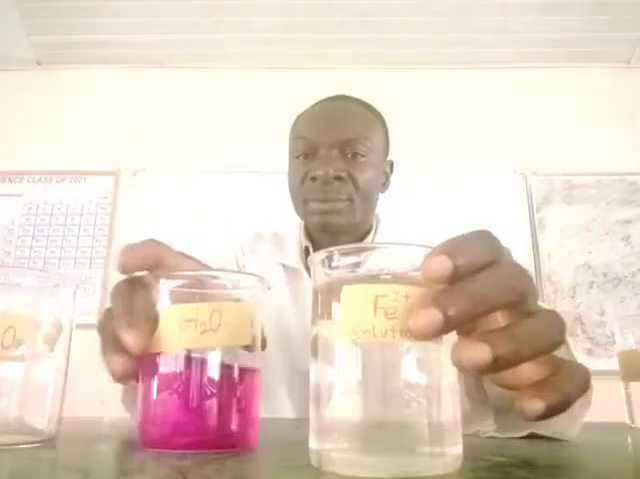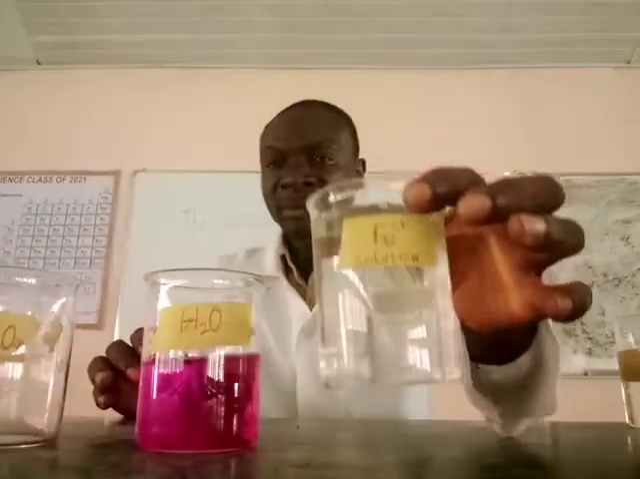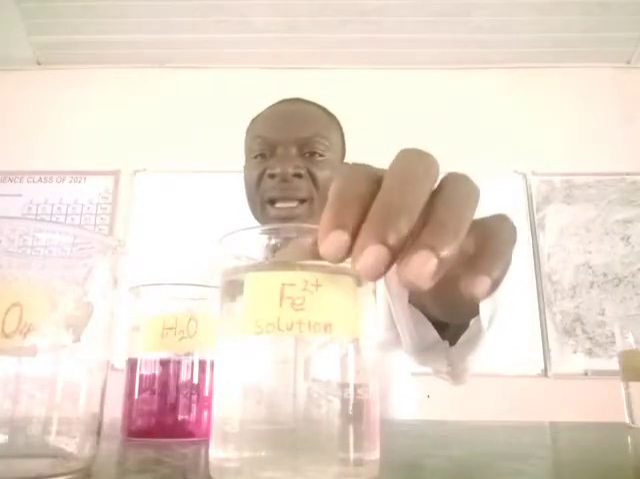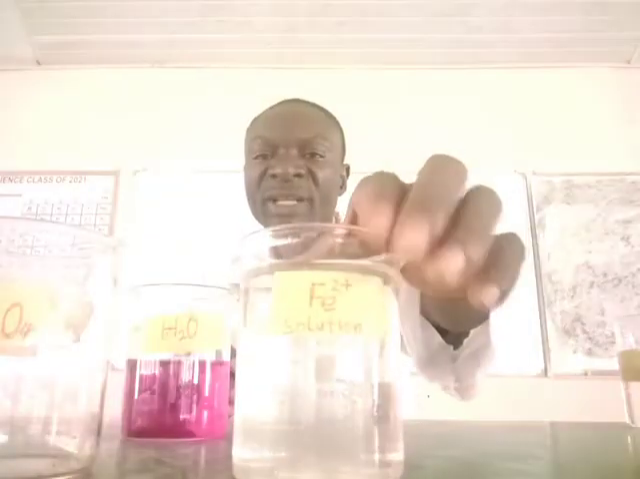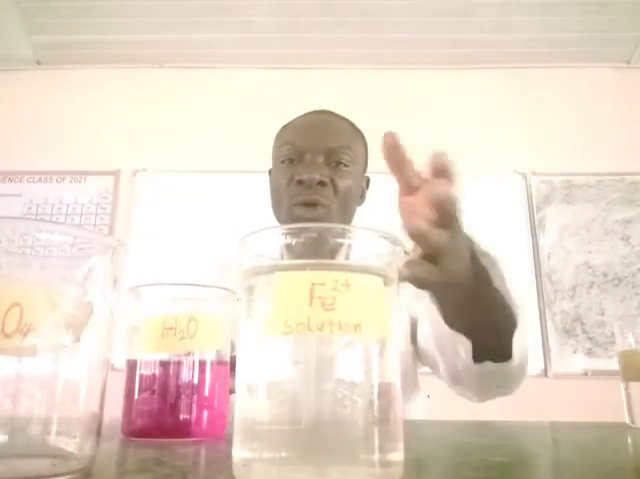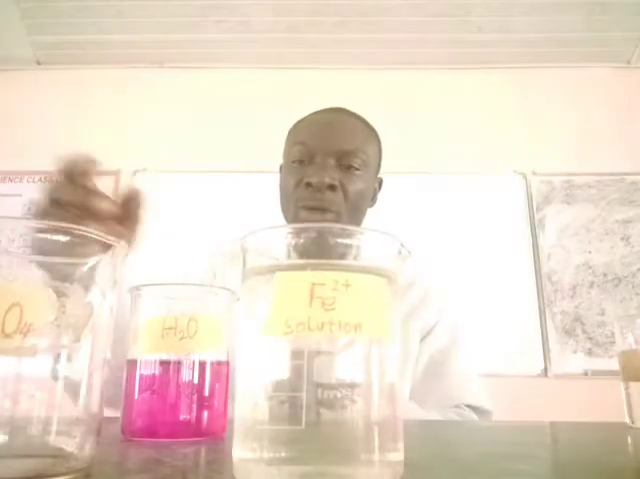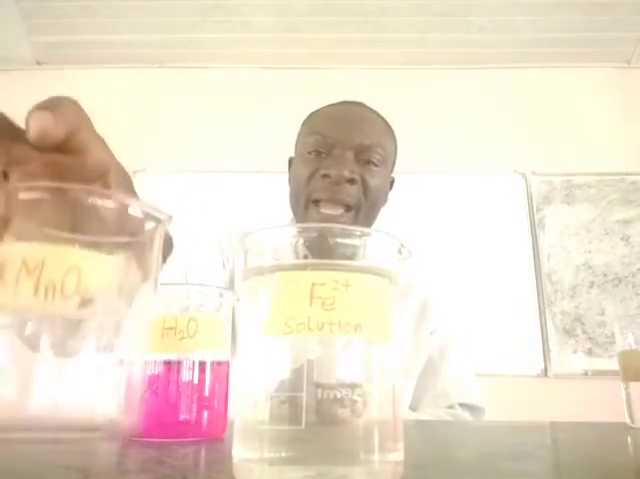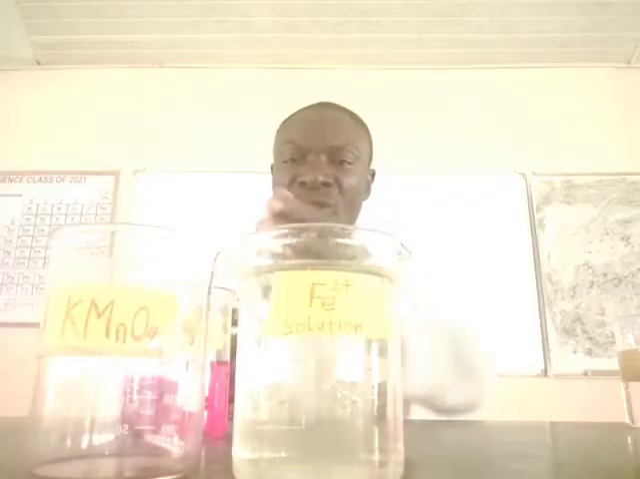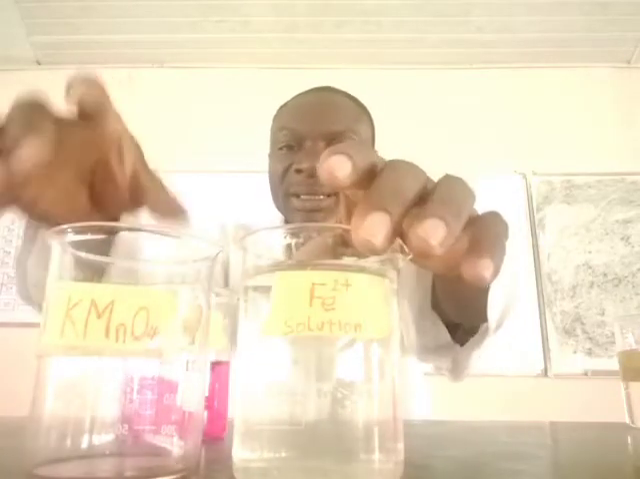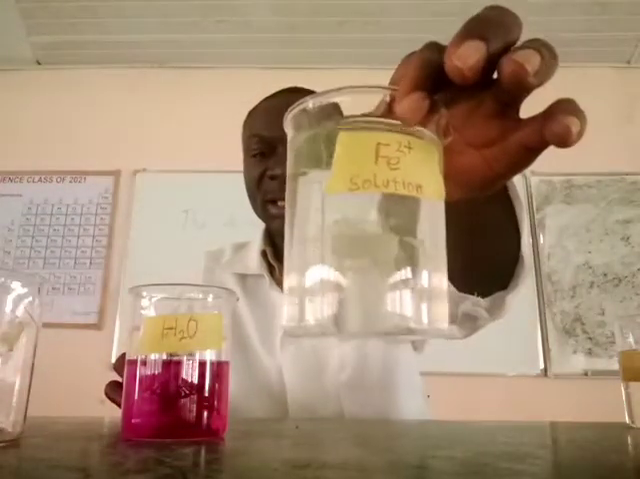Now, nothing. Fe2 plus is oxidized to Fe3 plus. Now it undergoes oxidation, while Mn7 plus is reduced to Mn2 plus, which is colorless. So that has led us to arrive at this colorless, relatively colorless solution.